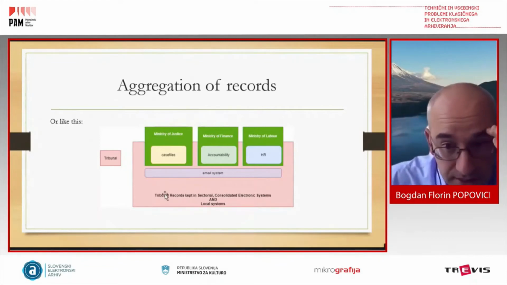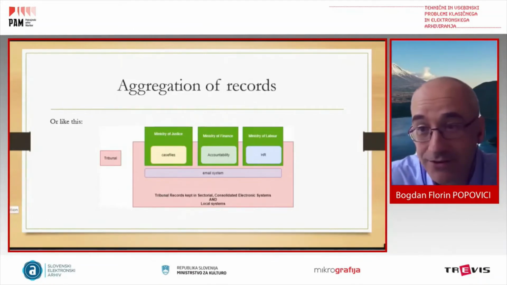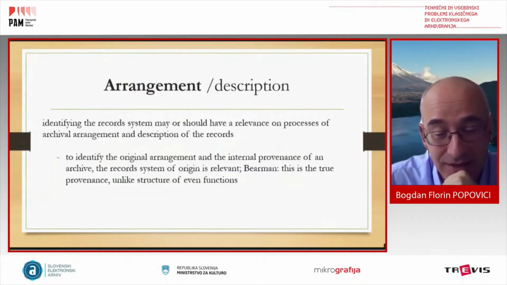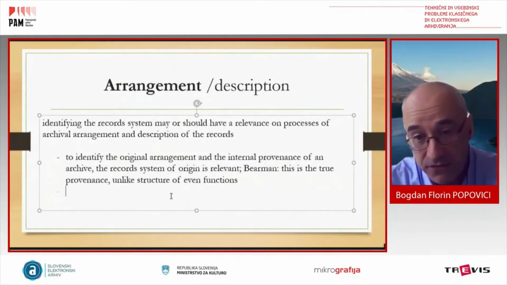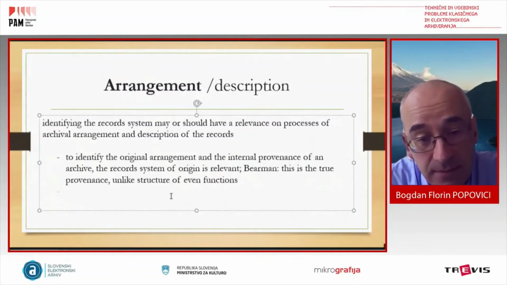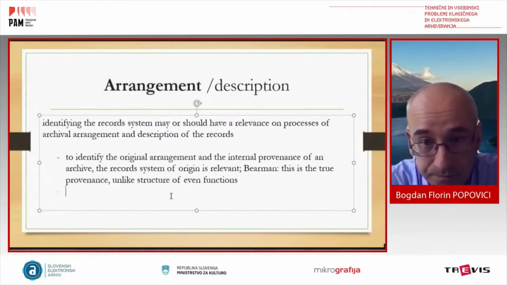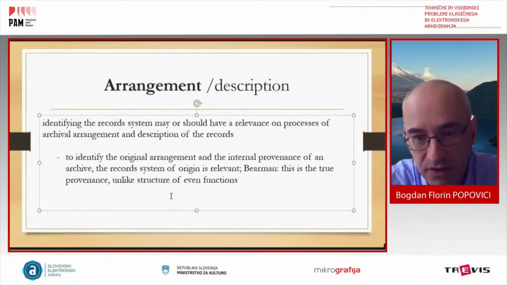Maybe the first question that pops up now into the mind of the archivist looking at the diagram is, where is the fonds now? Where is the one that holds everything in one place for the archive of the tribunal? Well, that would be the schematic presentation about the implication of the record system on the creation of records. What about the arrangement and the description? Well, identifying the record system may or should have, in my opinion, a relevance on processes of archival arrangement and description.